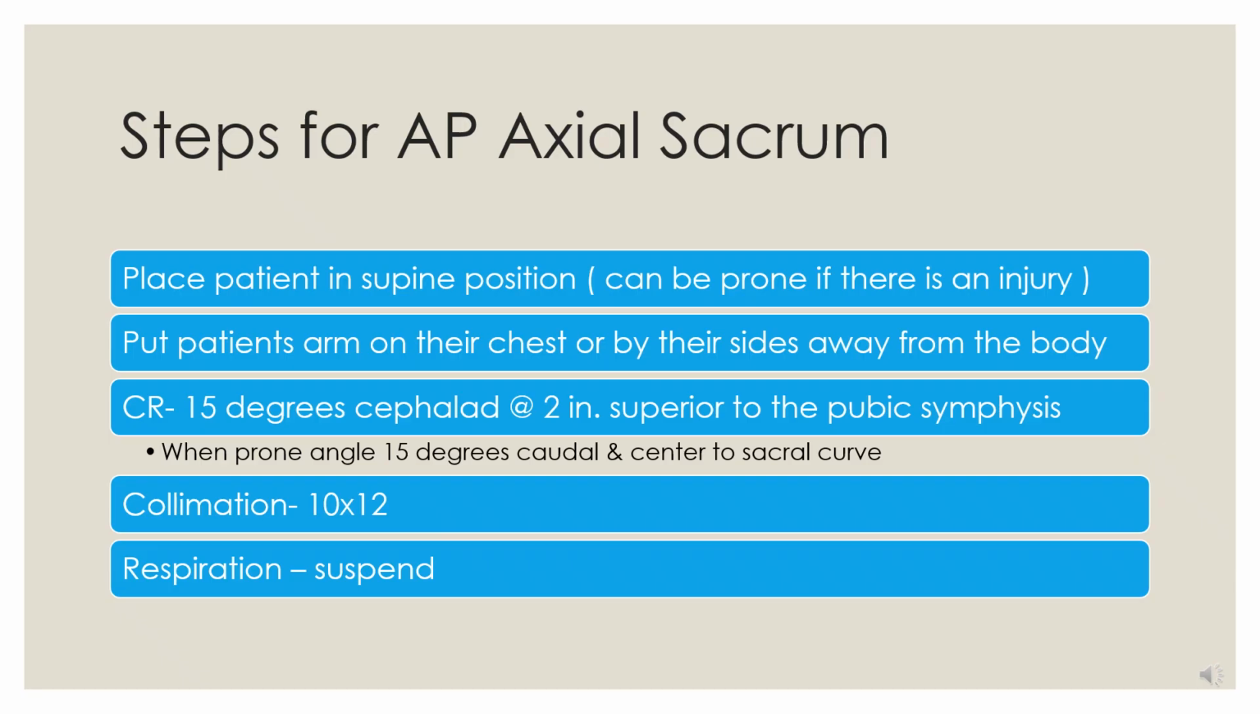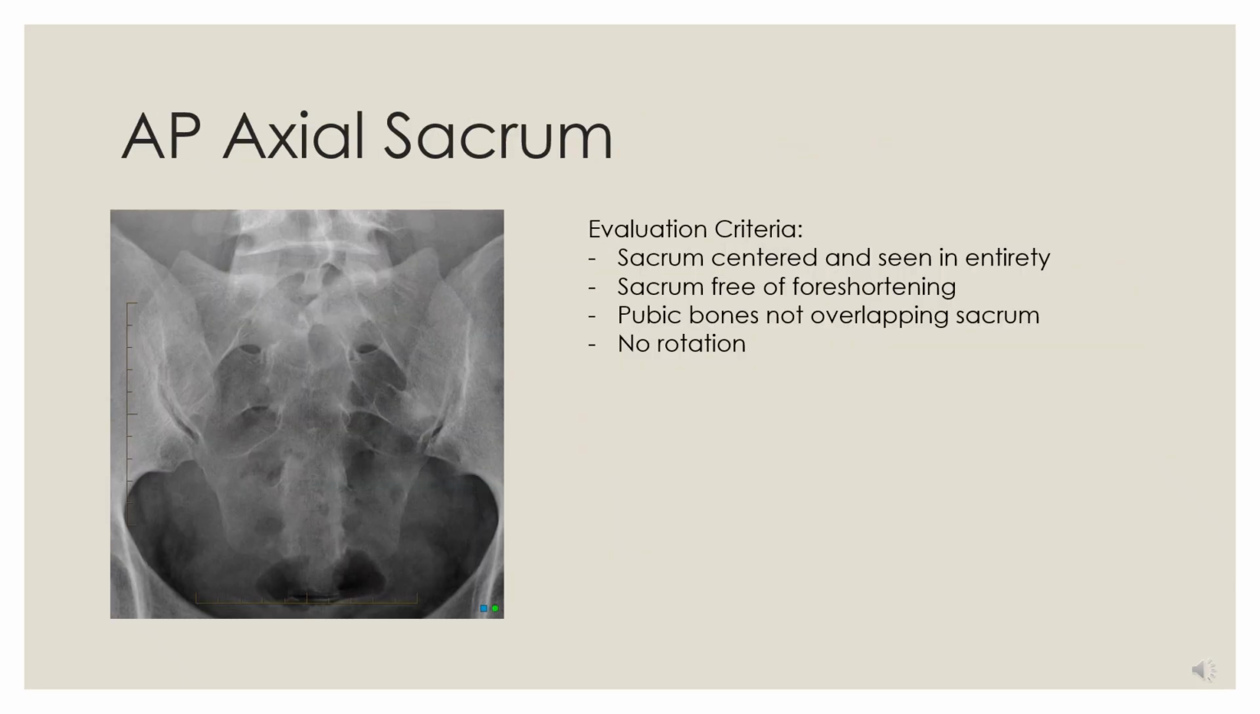However, when it's PA axial or prone, you're going to angle 15 degrees caudad and center to the sacral curve. For collimation, it's going to be 10 by 12 and the respiration is suspend. Evaluation for the AP axial sacrum: the sacrum should be centered and seen in its entirety. It should be free of foreshortening and the pubic bone should not be overlapping the sacrum and no rotation.